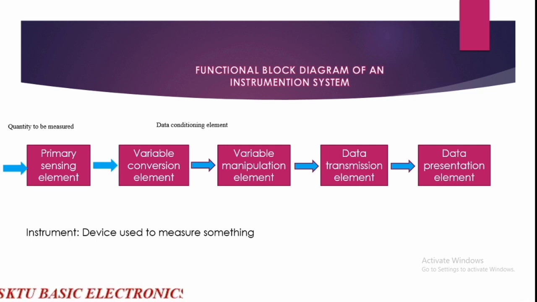Let's go into the functions of each block. The function of the primary sensing element is to sense the input. Input will be fed to the primary sensing element. It will basically be a transducer. The variable conversion element converts it into a measuring variable. The variable manipulation element manipulates, meaning some amplification is done on the signal. The variable conversion and variable manipulation elements together constitute the data conditioning element.